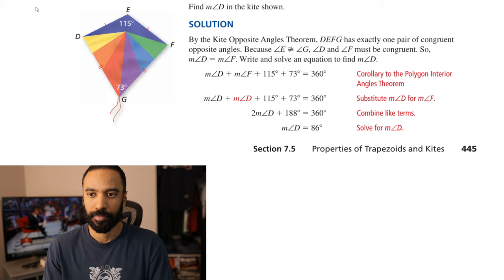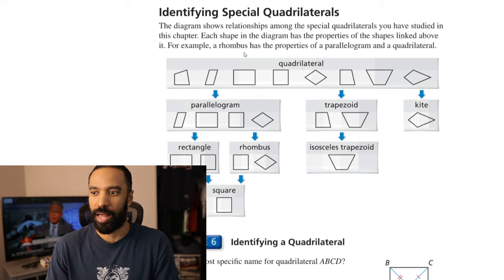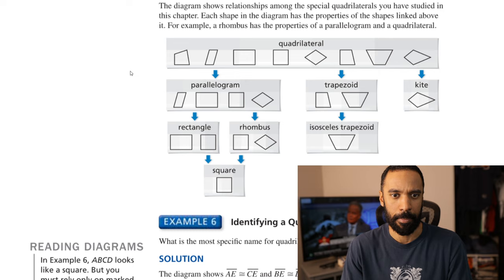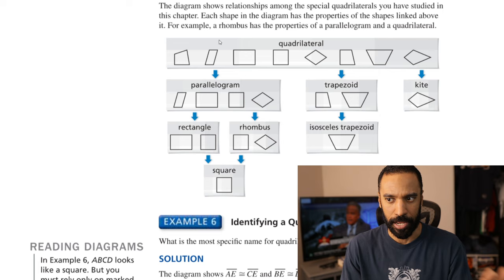Identifying special quadrilaterals. So here is a nice breakdown, and I know I did somewhat of a drawing in one of the sections, probably 7-4. I don't think I brought up the kites and trapezoids, and generally I do them in the opposite way. But quadrilaterals can take on any form as long as it's a four-sided shape, right? Anything. You can see something where nothing's parallel, but not necessarily a kite.